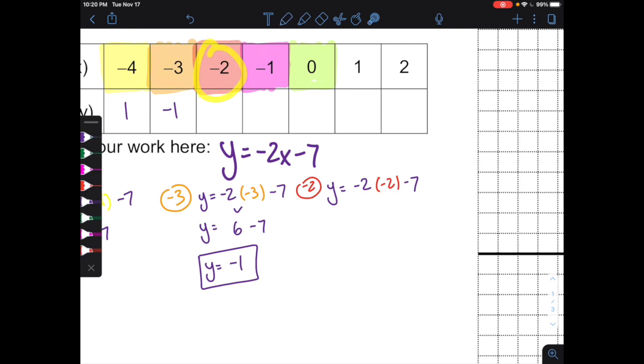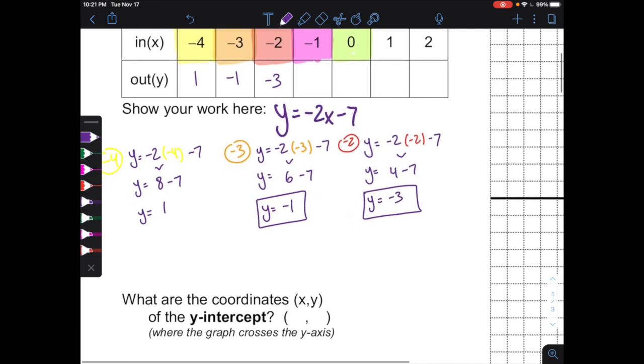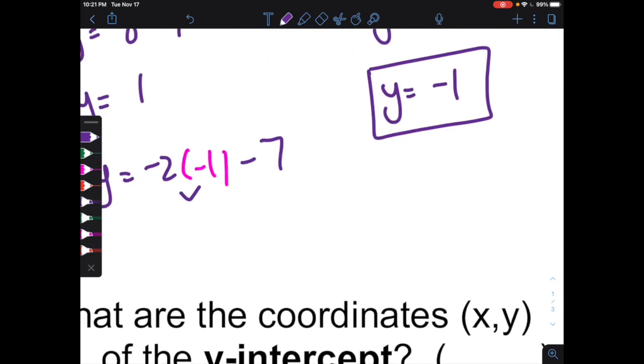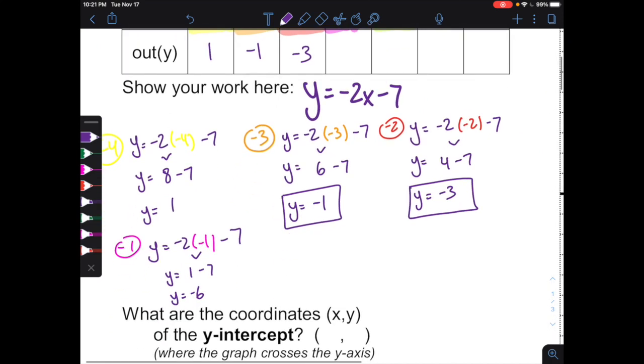We're back to negative 2. What does y equal when x is negative 2? y equals negative 2 times negative 2 is 4 minus 7. y equals negative 3. So here's negative 3. Negative 1. y equals negative 2 times negative 1 minus 7. Negative 2 times negative 1 is positive 1 minus 7. y equals negative 6. Did I mess up there?